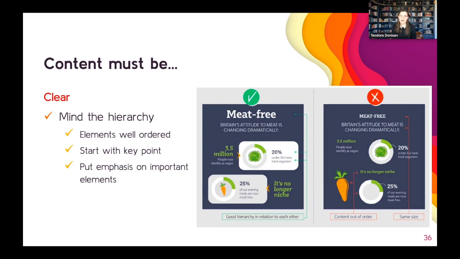It's also important to mind the hierarchy. The order for the elements in your infographic should make sense. Start with your key point and emphasize important points. Here we have two examples on how to arrange and to make important data stand out. Remember that you can emphasize things by color, position, top versus bottom, or size of the text or your pictorials or images.